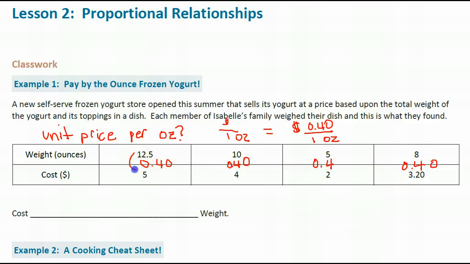So if I multiply 12.5 by 0.4, sorry, I get 5. If I multiply 10 by 0.4, I get 4. If I multiply 5 by 0.4, I get 2. And if I multiply 8 by 0.4, I get 3.20. Because this number that I multiply by is the same each time, I can say cost is proportional to weight.